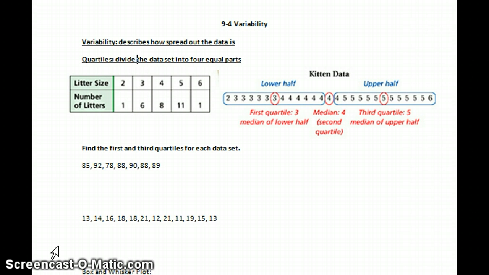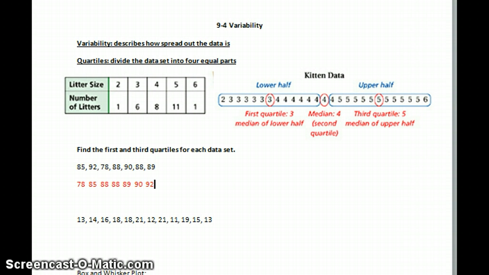If we are finding the first and third quartile for each data set, we must first put the data set from least to greatest. Here's our first data set from least to greatest. If we find the median, then we can divide the data set in half. If we look at just the upper half, we find the median of it, and that is 90. If we look at the lower half, we find the median of it, that's 85. That means that the first quartile is 85, the third quartile is 90.